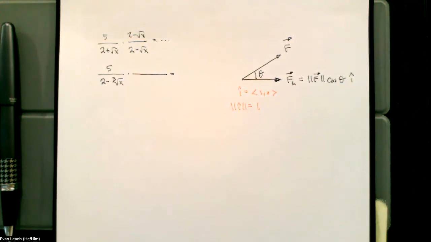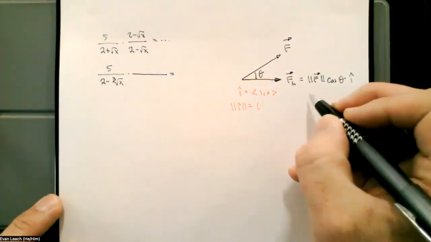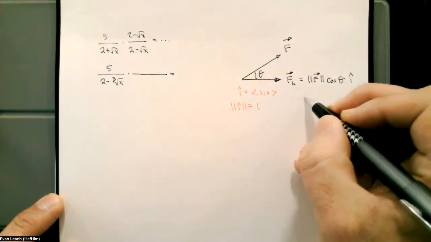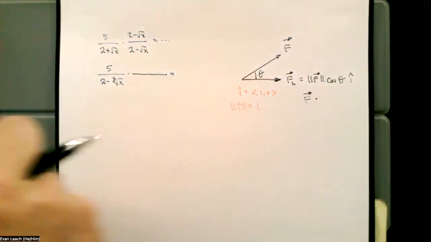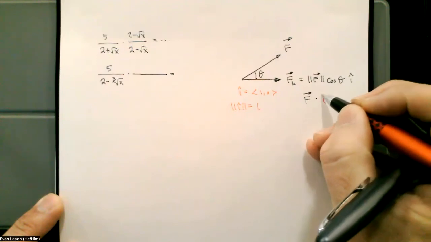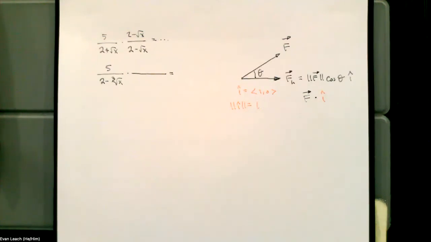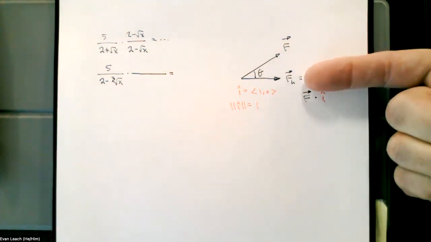So this is using the dot product. It's just that it's f dot i. Because the other dot product is the magnitude of f times the magnitude of i times the cosine of the angle between them. How much of one vector is going in the direction of the other vector? That's what we're calculating with the dot product. How much of this force is going in the horizontal direction?